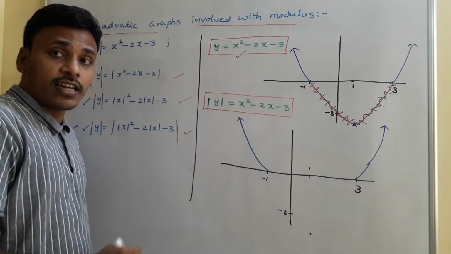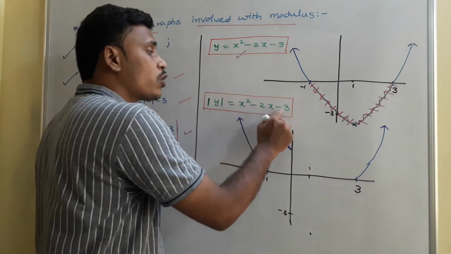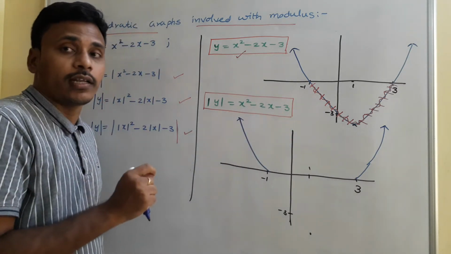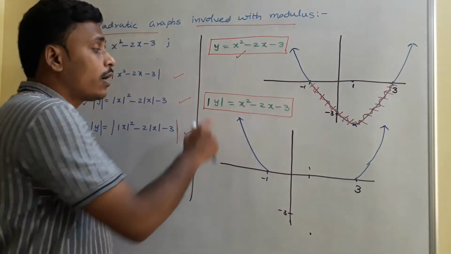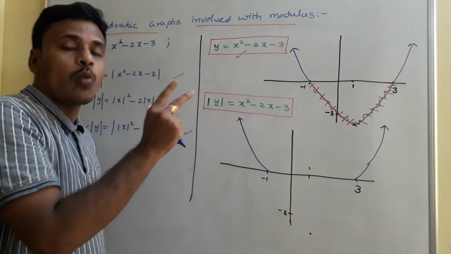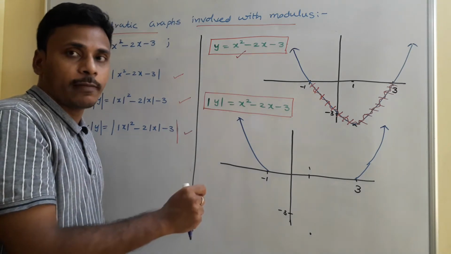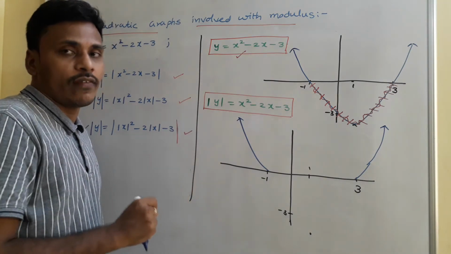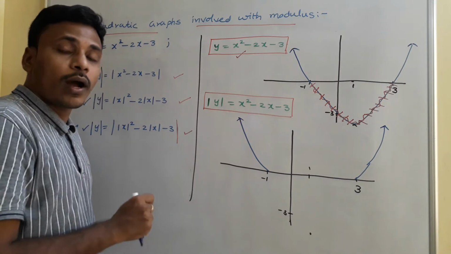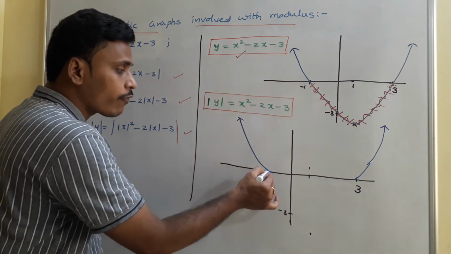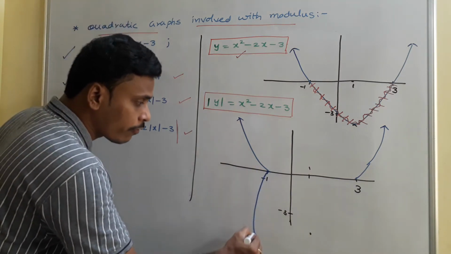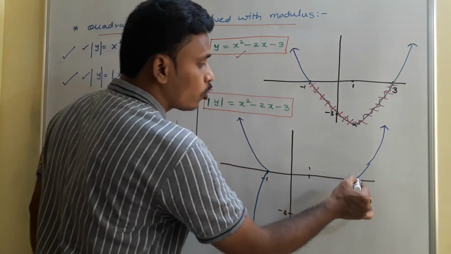And as we discussed earlier, if this x square minus 2x minus 3 is a positive quantity, then this y has two values, one above x-axis and one below x-axis. Take any point. At that point you will get two y values, right? And that's why, what I am going to tell you is, you will get a similar type of graph in the negative region also.